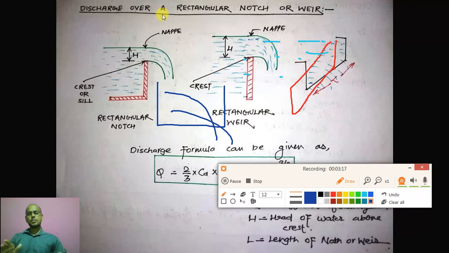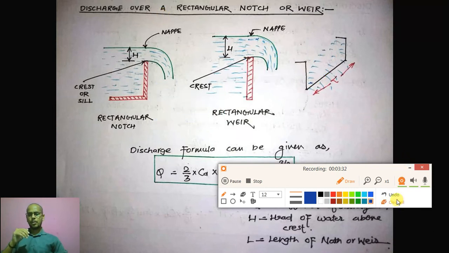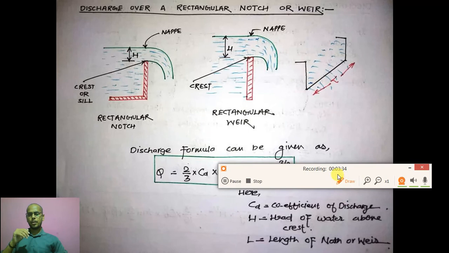On the basis of cross section, we can divide different types of notches and weirs: rectangular notch, triangular notch, trapezoidal notch, strip notch. Here we are going to understand the basic formula for a rectangular notch and rectangular weir.